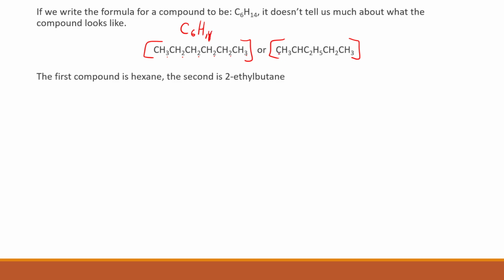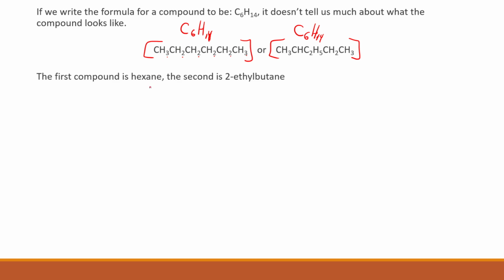And we can do the same thing here. 1, 2, 3, 4, 5, 6 C's, and 3, 4, 5, 6, 7, 8, 9, 10, 11, 12, 13, 14 H's. All right, so both of these contain 6 C's and 14 H's, but they're showing us how to connect them. They're telling us, based on the way they write the C's and H's, how to connect the pieces so you have a clearer idea of what picture you should draw or what molecule you should have.